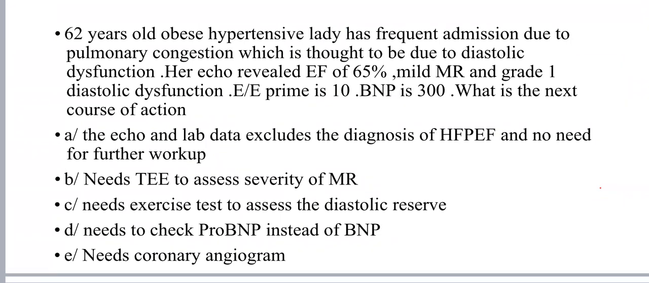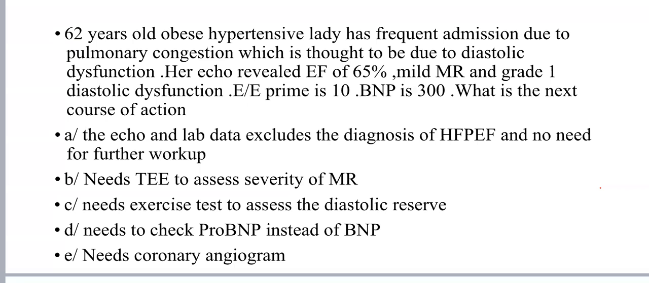Last, let's go for these MCQs just for activation before we conclude. A 62-year-old obese hypertensive lady has frequent admission due to pulmonary congestion, which is thought to be due to diastolic dysfunction. Her echo revealed ejection fraction of 65, mild MR, and grade 1 diastolic dysfunction. E over E prime is 10. BNP is 300. What's the next course of action? The echo and lab data exclude the diagnosis of HFpEF and no need for further workup.